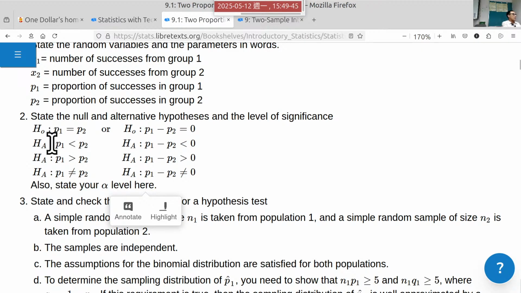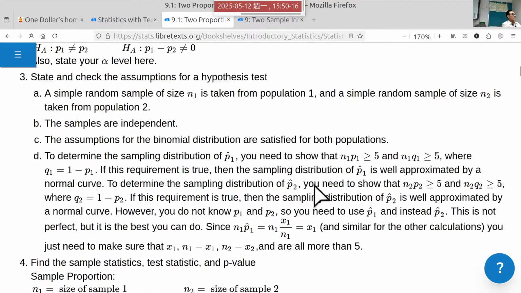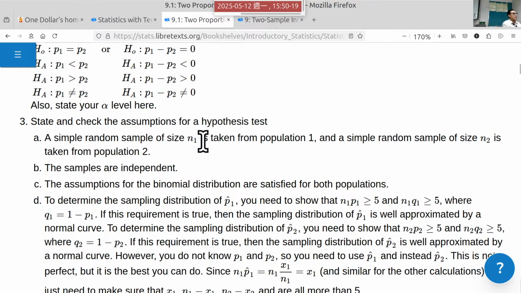The first one, hypothesis: P1 equals P2, or we can say that P1 minus P2 is zero, okay? Alternative hypothesis: P1 smaller than P2, or greater than P2, okay? And the third one, P1 is not equal to P2, okay? There are three alternative hypotheses. Okay, and now set and check assumptions for the hypothesis test.